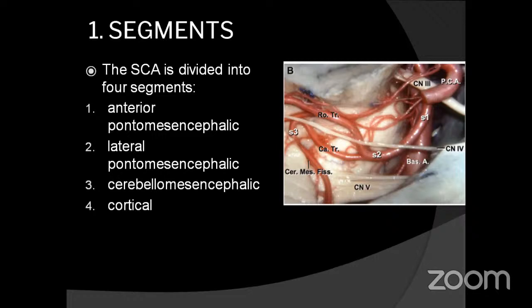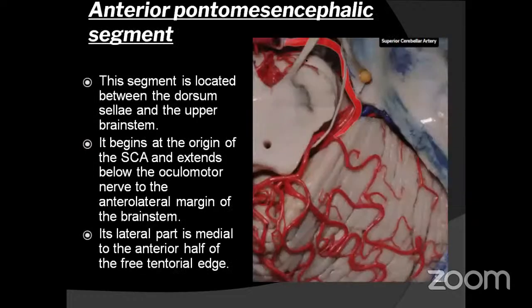So, as the name implies, it's easy to understand that the anterior pontomesencephalic segment will be running anteriorly in the pontomesencephalic fissure. The lateral pontomesencephalic will be running laterally on the surface of the pons and the midbrain. And the cerebellomesencephalic will be running in the cerebellomesencephalic fissure, as we discussed previously, that the upper complex is associated with the superior cerebellomesencephalic fissure. And the cortical branches will be supplying the cortex. So let's move on further and describe each one of them in detail.